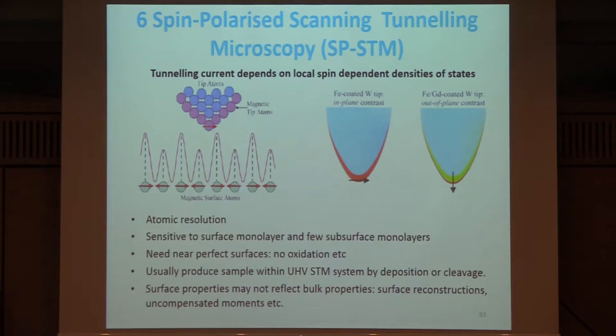So then you can do experiments where you really can see the magnetic order at the atomic scale, atomic resolution. It's mostly sensitive to the top monolayer, but you can actually see in certain circumstances a few monolayers below. So for instance, if you have magnetic impurities just below the surface, you can do something about that.